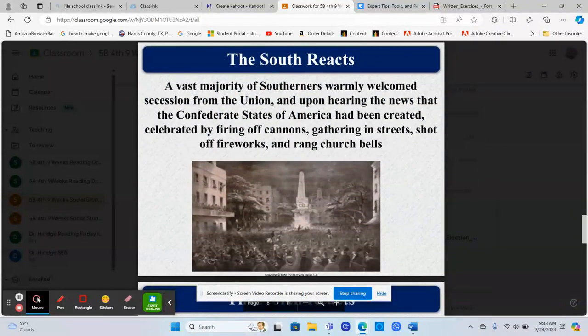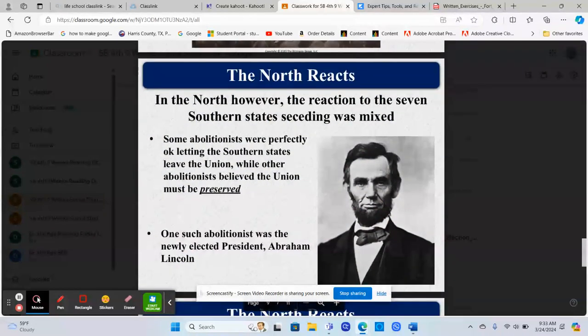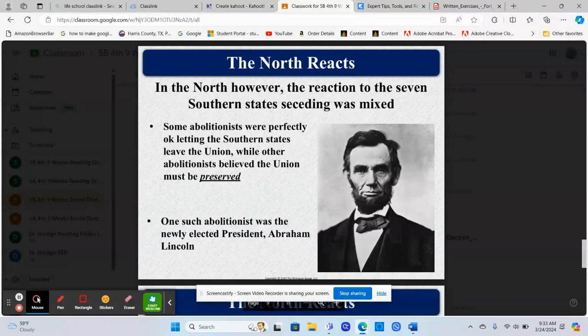The South reacts. We're still on the South reacts. A vast majority of Southerners warmly welcomed secession from the Union, and upon hearing the news that the Confederate States of America had been created, celebrated by firing off cannons, gathering in streets, shooting off fireworks, and ringing church bells. Now we're getting ready to go to the North reacts.